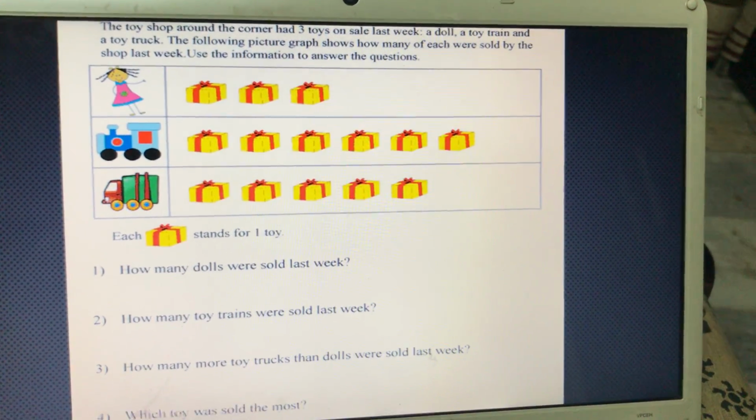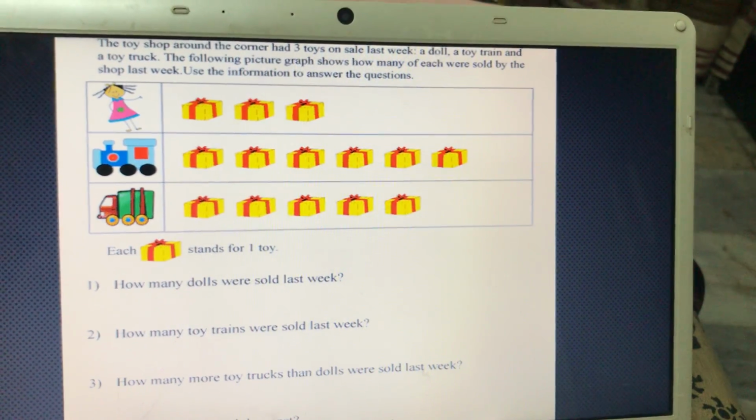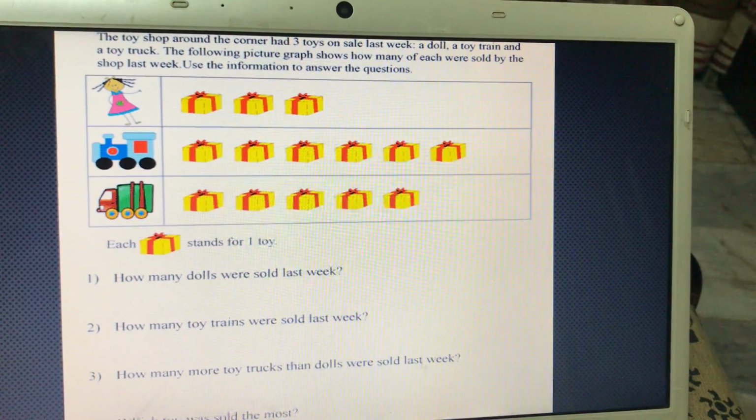Next is the toy shop around the corner. It had 3 toys on sale last week: a doll, a toy train, and a toy truck.